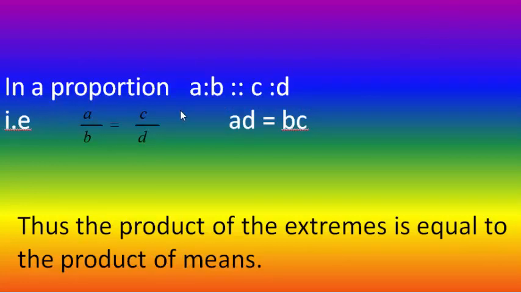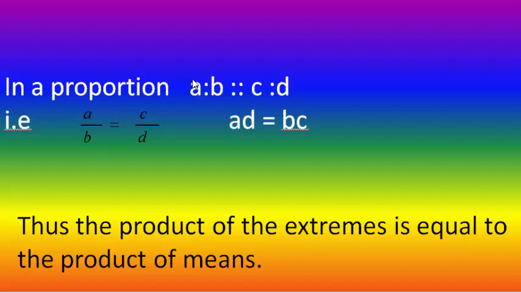In a proportion A is to B is as C is to D, A is to B can be written as A by B. C is to D can be written as C by D. Now cross multiplication: AD equal to BC.